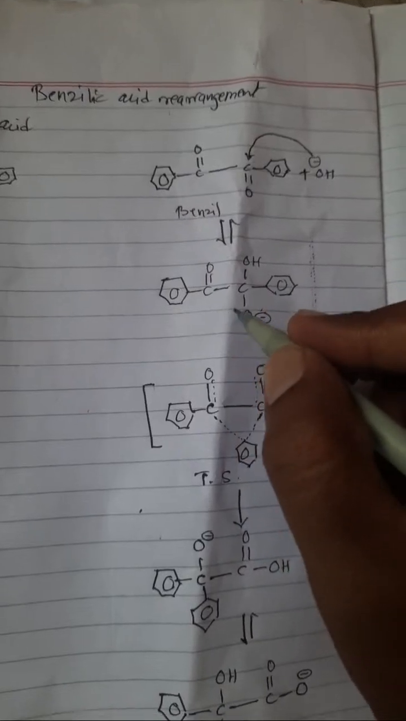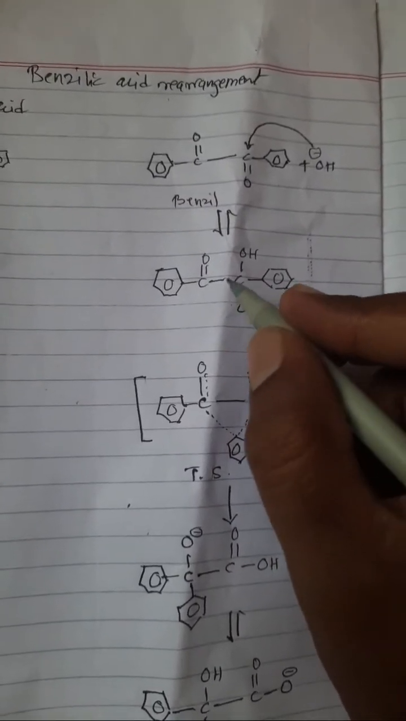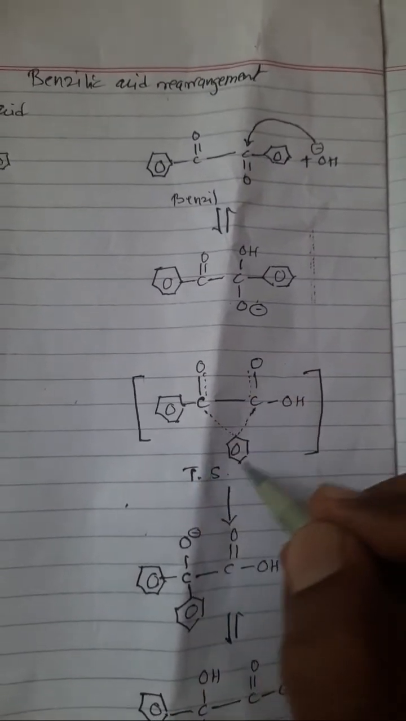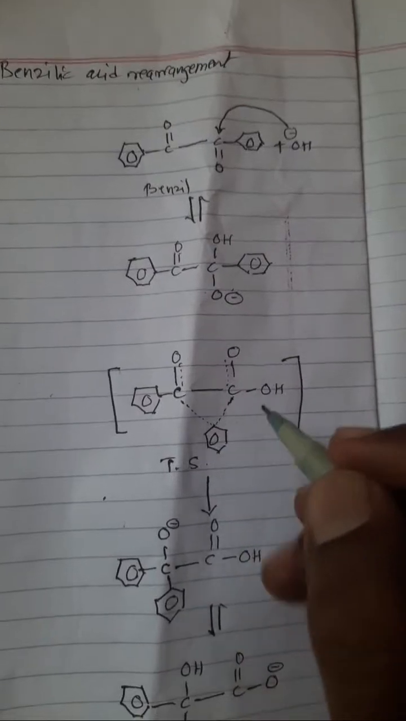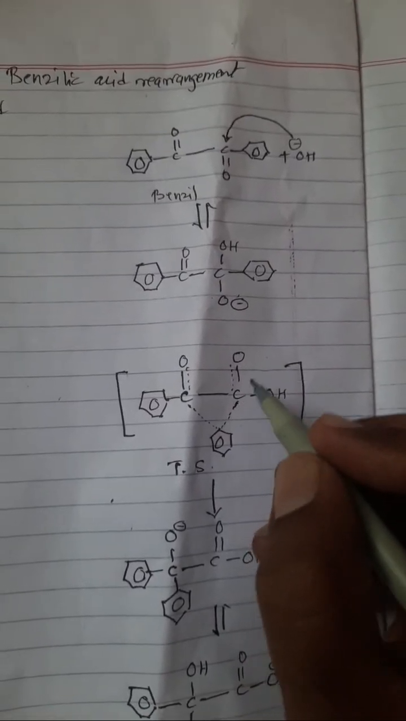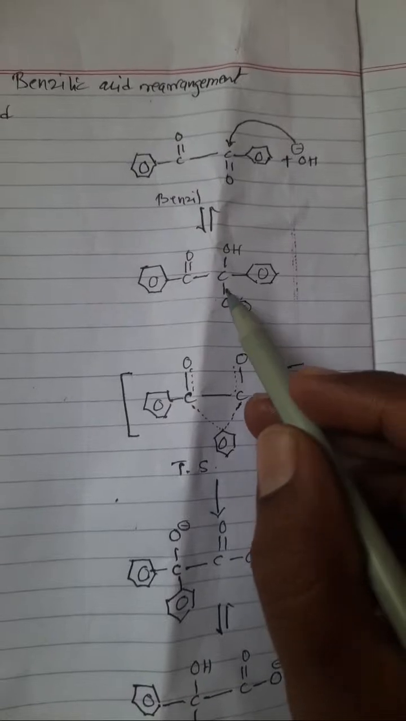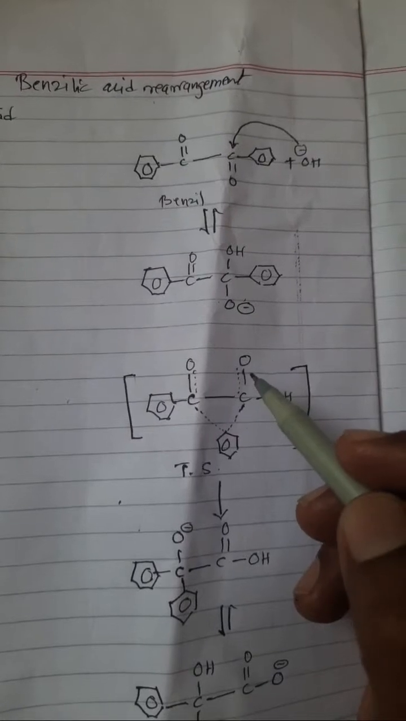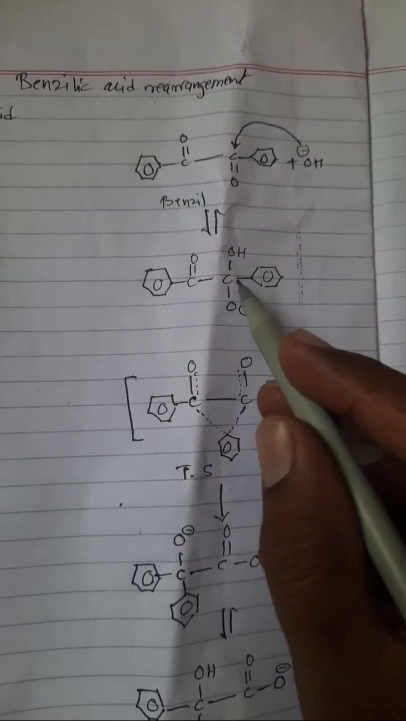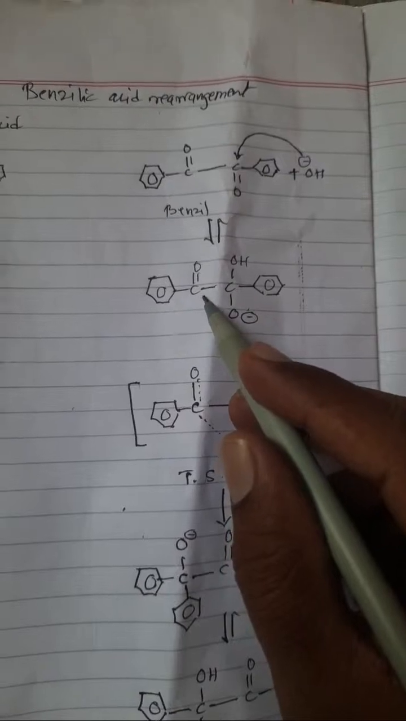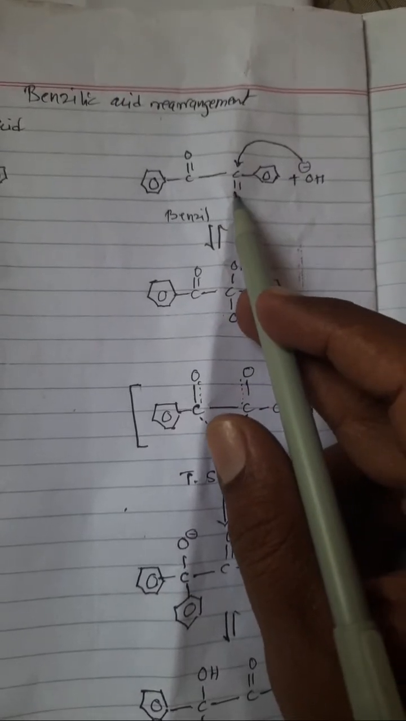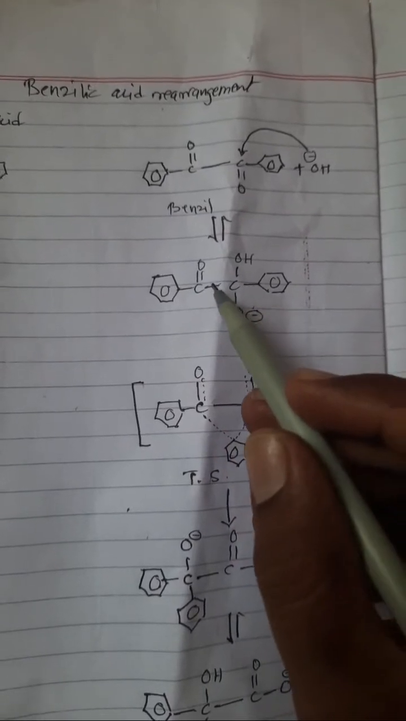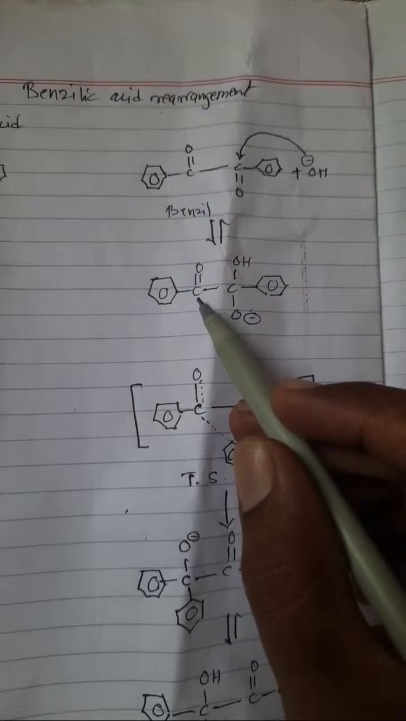Now how is it happening? This is not happening stepwise. Everything is happening simultaneously, so it is shown by this structure. This is called the transition state. In this transition state, you are seeing that these electrons are connecting with this carbon like this, and this is breaking and connecting to this carbon, as we saw that this carbon is electron deficient. So this phenyl, with its electrons, is going to connect to this carbon.